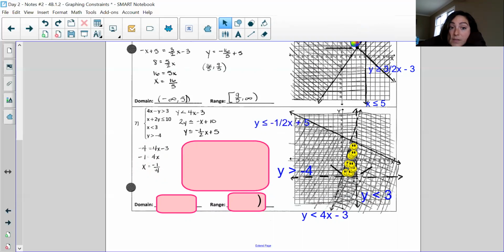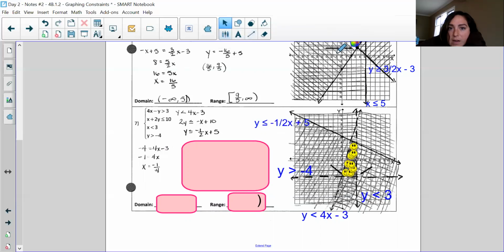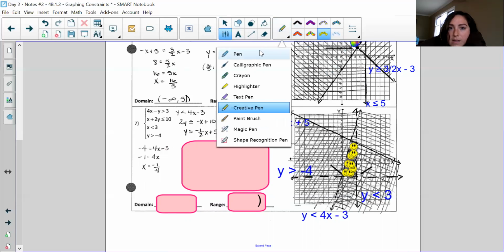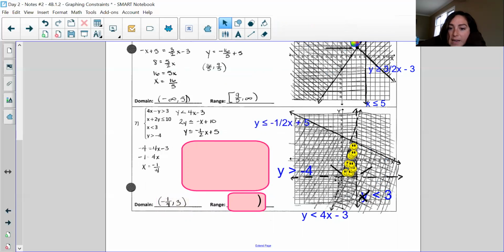Sorry, what was that one? That's 3. I have a y there. This should be x is less than 3. The line x is less than 3. So our domain is everything, again, from negative 1/4 to 3.